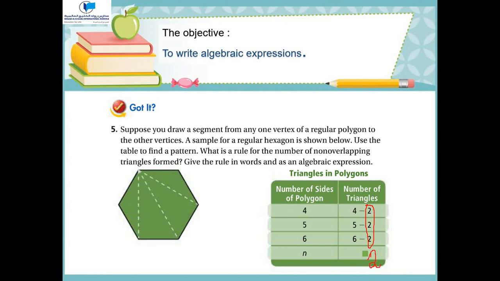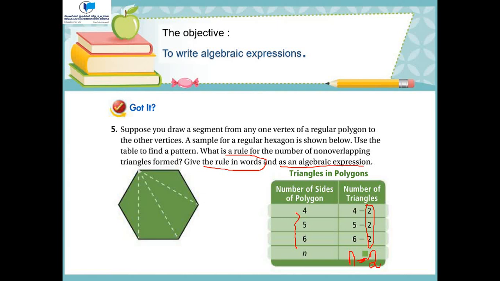Now 4, 5, 6, this represents the number of sides of the polygons. So just exchange the number that changed by a variable. So n, minus 2. That's it. Now we need to write this rule. We already wrote the rule. This is the rule. Now write the algebraic expression. So what is the algebraic expression of this one? That's the algebraic expression, and this is the rule. We need to write the word phrase.